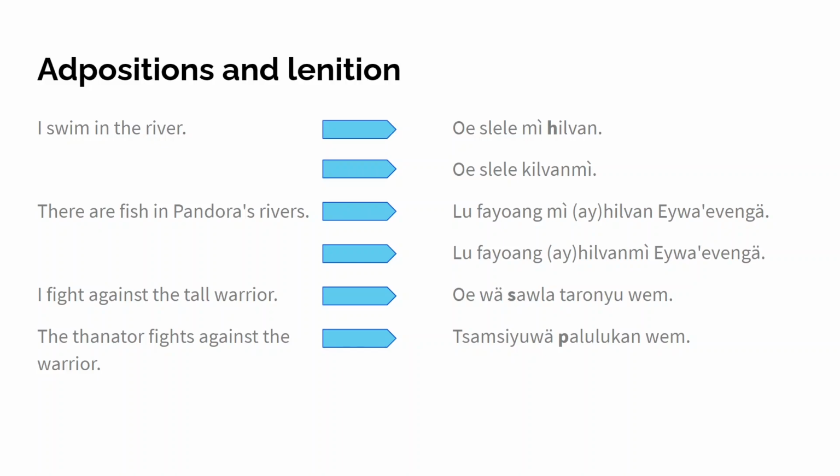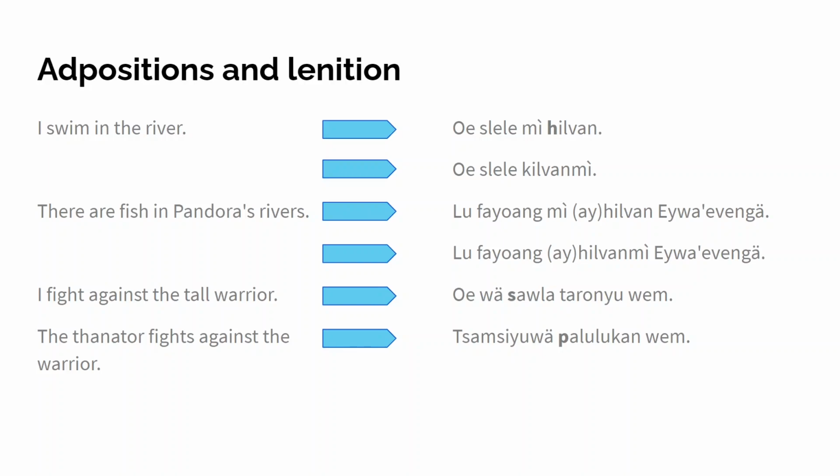And now, what is very interesting, we see if I put the adposition behind, then it doesn't cause lenition. Because lenition can only be caused to something that comes after the thing that causes lenition. So, oe slele kilvan me. Another example, there are fish in Pandora's rivers. Lufaioang me I hilvan eva evenge.